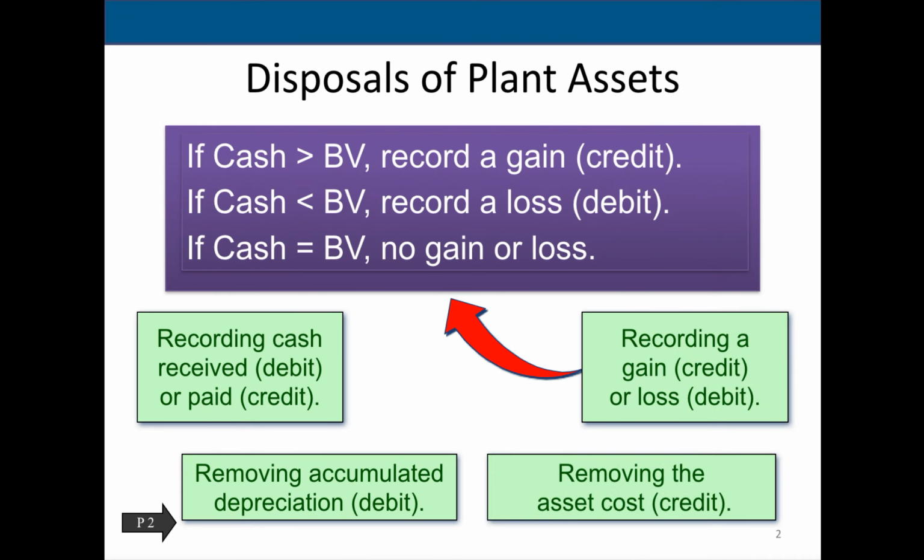So again, without doing all that other stuff, if you just look at the book value, if you have an ongoing tracking of the book value: if you get cash that is greater than the book value, that's a gain to you. If you get cash that's less than the book value, that's a loss to you. If it's the same as the book value, no gain or loss is recognized.